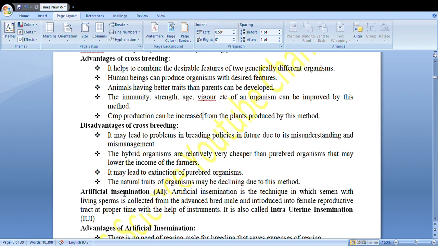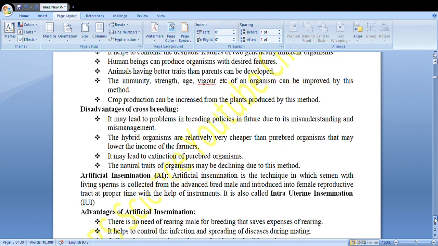Artificial insemination, AI. Artificial insemination is the technique in which semen with living sperm is collected from the advanced bred male and introduced into the female reproductive tract at the proper time with the help of an instrument. It is also called intrauterine insemination, IUI technology.